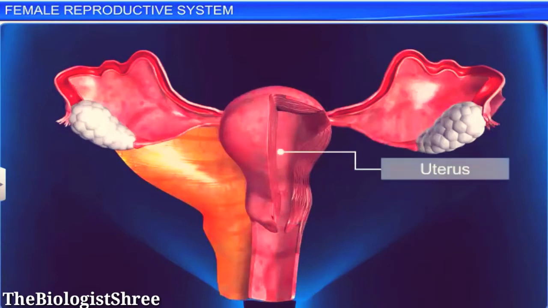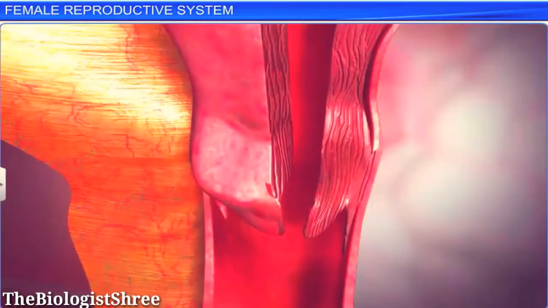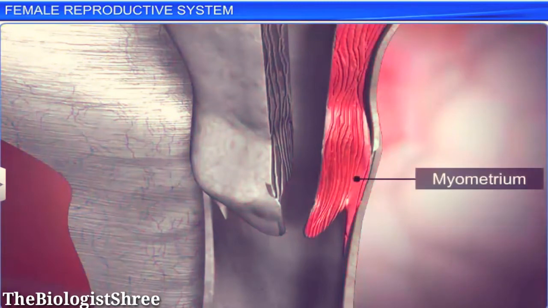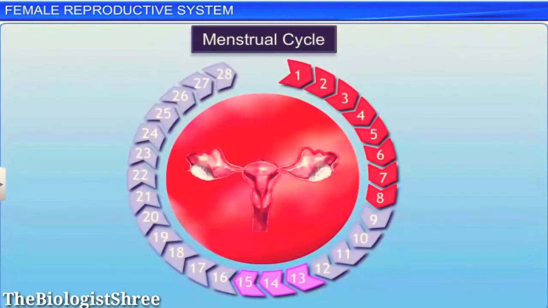The wall of the uterus is composed of 3 layers of tissues. The outer thin membranous layer is called the perimetrium. The middle thick layer of smooth muscle is called the myometrium, and it helps during delivery by producing strong contraction motions. The inner glandular layer is called the endometrium, and it undergoes cyclical changes during the menstrual cycle.